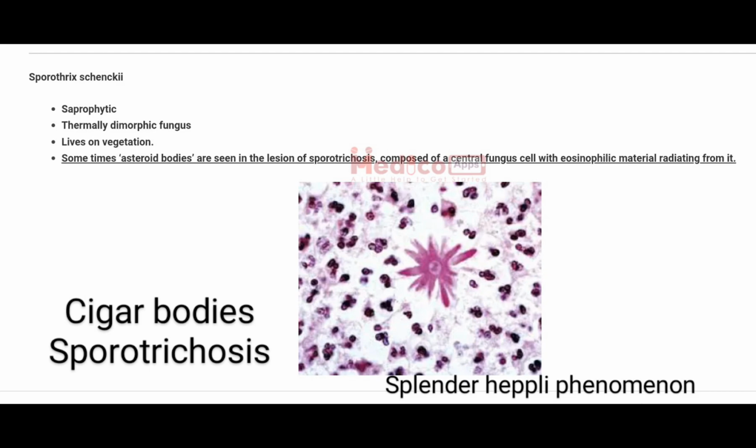Then the next image is of sporotrichosis cigar bodies. Cigar or asteroid bodies are seen in sporotrichosis, which is a type of fungal infection. Basically, in the center we will have the fungus, with eosinophilic material radiating from the fungus. So this is known as cigar or asteroid bodies, and the phenomenon is known as Splendore-Hoeppli phenomenon.